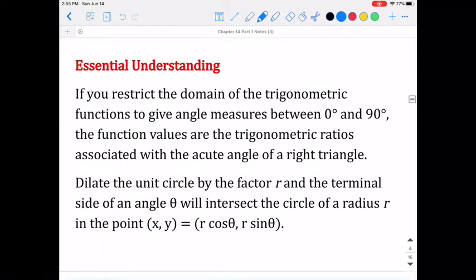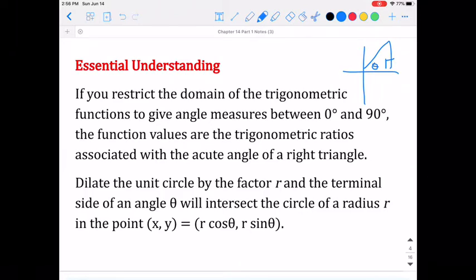An essential understanding for this section. If you restrict the domain of a trigonometric function to give angle measures between 0 degrees and 90 degrees, the function values are the trigonometric ratios associated with the acute angle of a right triangle. So if you think about when we're drawing a reference angle in our unit circle, this reference angle is always going to be an acute angle between 0 degrees and 90 degrees.